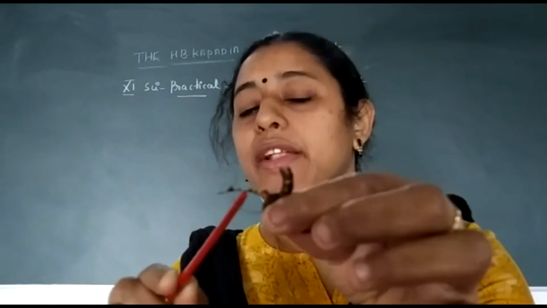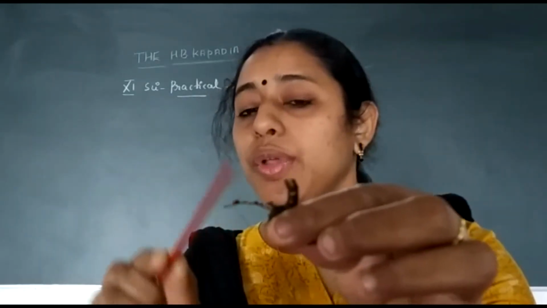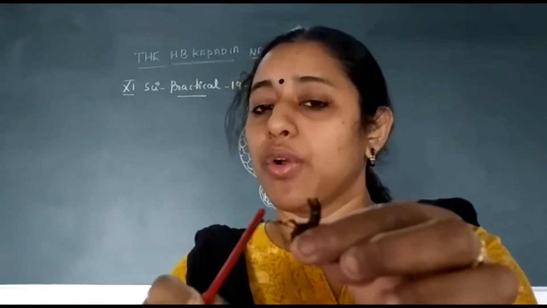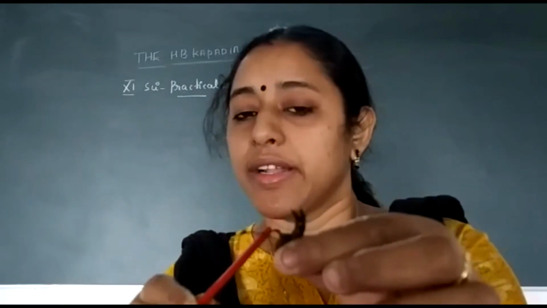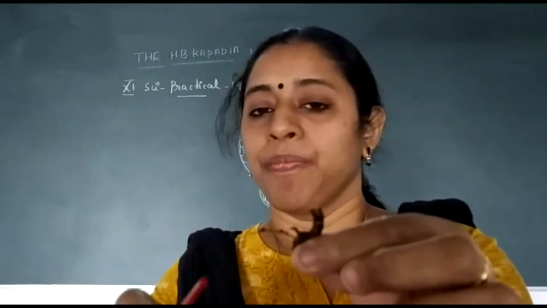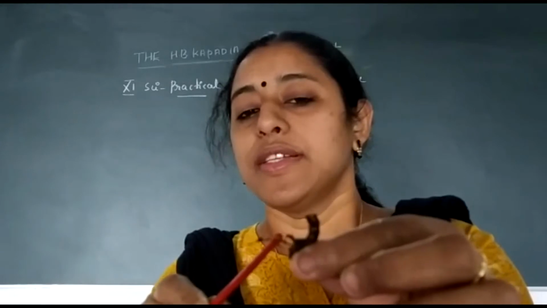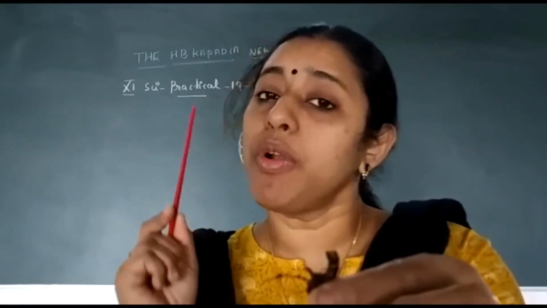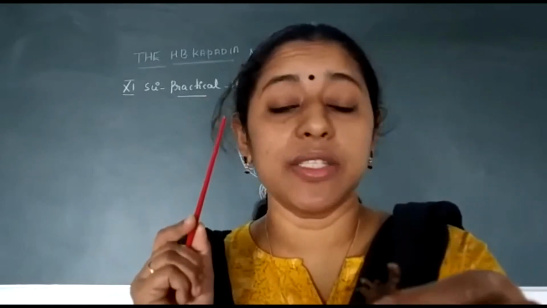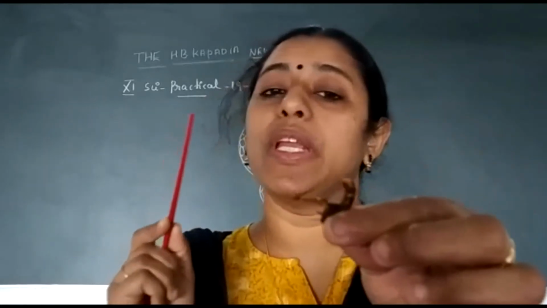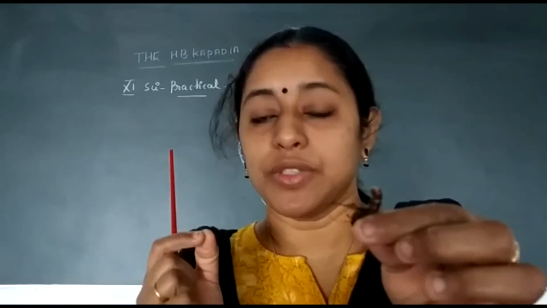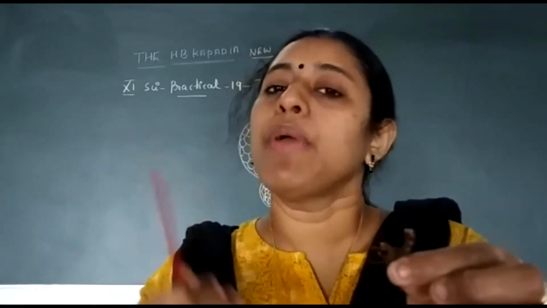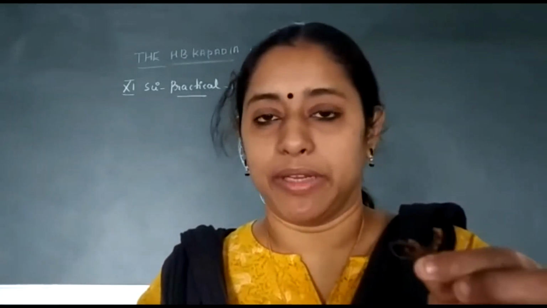So when you take a TS, you can take the section in both ways. You can take only the section of the nodule, or you can take the root with nodule. When you take a section of this nodule, you can find small bacteria. Bacteria, as it is microscopic, will appear like dots. So that is our practical. Now I am going to tell you how to perform the practical.